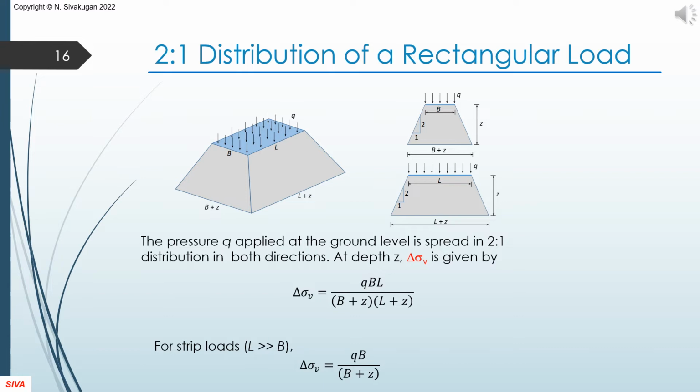This is an approximate method to carry out back-of-the-envelope calculations to determine delta sigma V under the center of a uniform rectangular load. We assume that the load spreads with a slope of 2 vertical to 1 horizontal, on both sides of the rectangle. With the base area increasing with depth, but still carrying the same load, the delta sigma V decays fast with depth. In the first expression, when L tends to infinity, we get the second expression for strip loads.